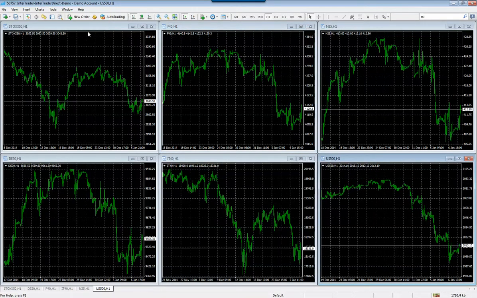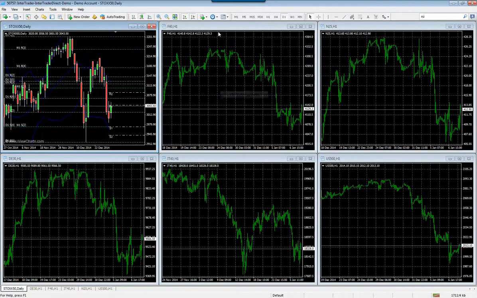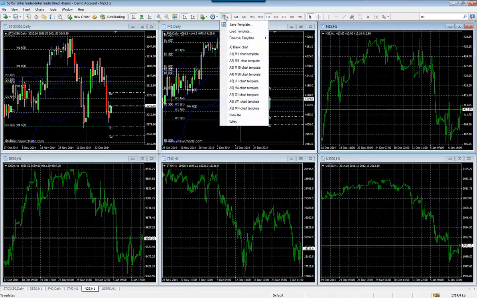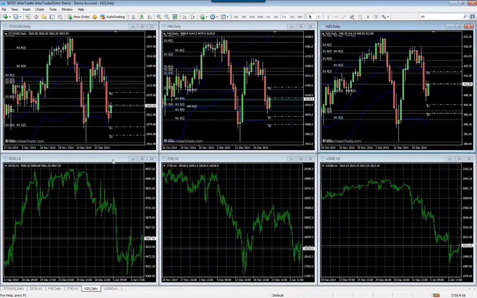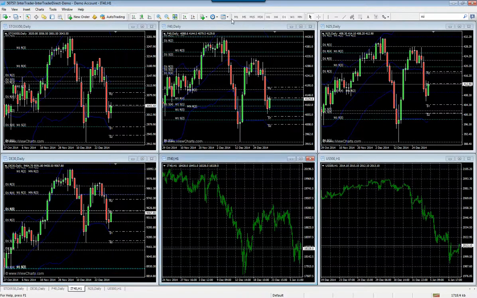So maybe we want to look from a daily perspective. So what we do is we say, what are the indices going to do today? Looking for correlation. So just click them on a daily chart. Again, a little bit tedious, but it doesn't take that long. So put all these on a D1 time frame. And then we just add the D1 chart.